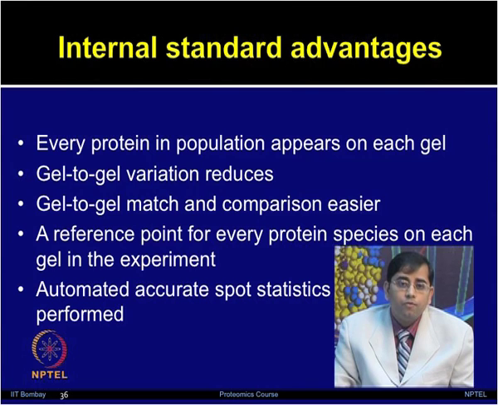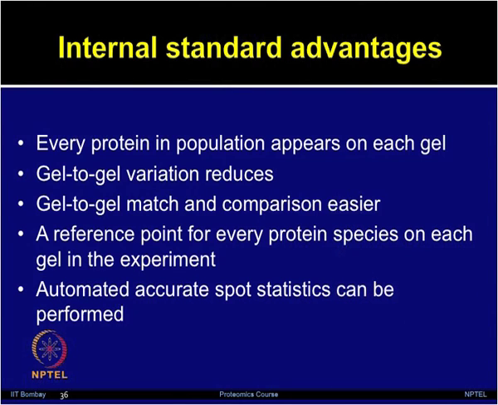So, there is a reference point for each gel already present on your gel, whether it is from any patient or any controls. So, the gel to gel variation will be reduced. Now, gel to gel matching and comparison will be much more efficient and easier. Now, this internal standard is creating a reference point for every protein on each gel in the experiment. Later on, when software performs data analysis, this results in accurate spot statistics and more meaningful biological data can be interpreted from this analysis.